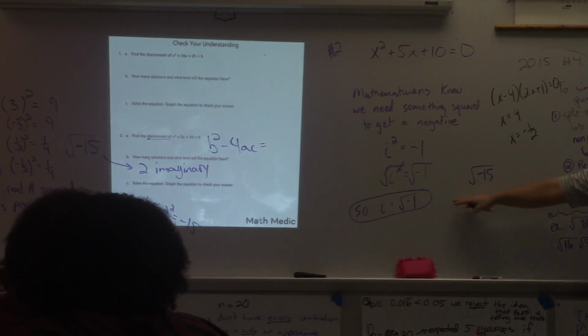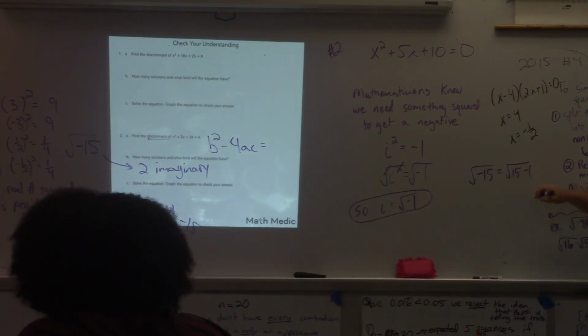So the whole idea is that i is the square root of -1. Bringing that together with what we did yesterday with simplifying radicals, I can rewrite this as the square root of 15 times -1. Can we all agree 15 times -1 is -15? From there, based on what we did yesterday, what two radicals can I split this into? The square root of 15 times the square root of -1.